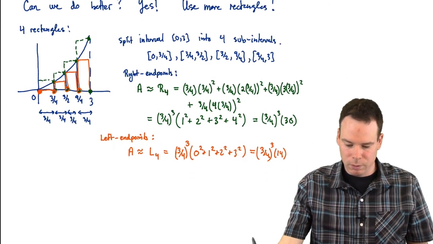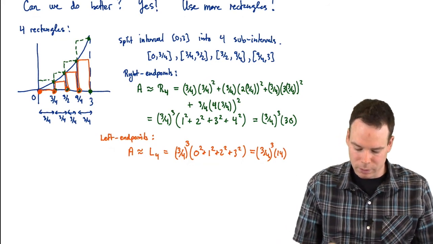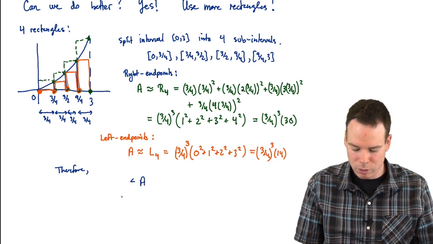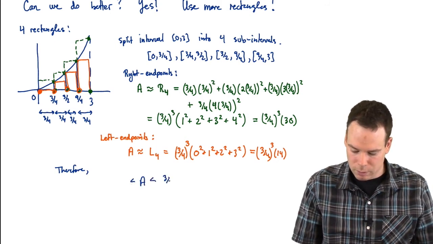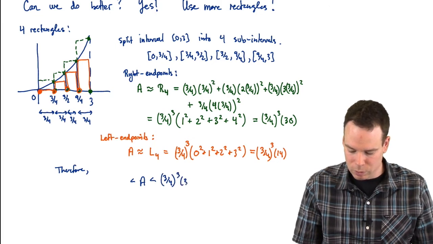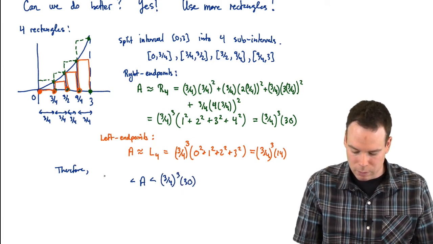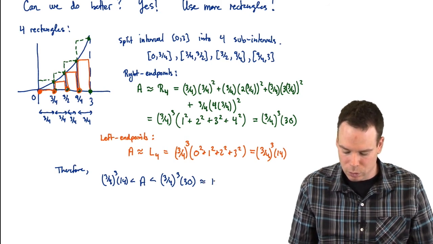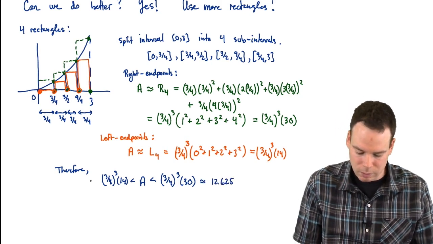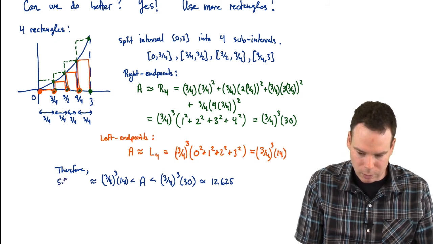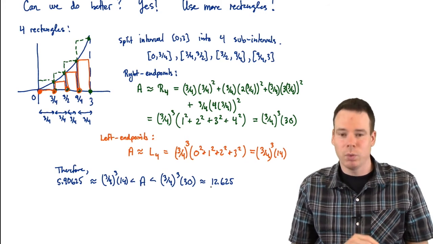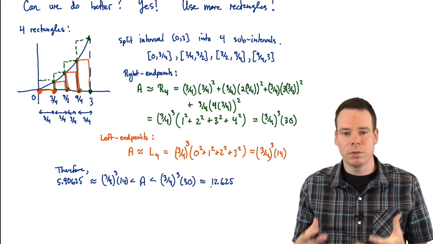And so there's the value using 4 rectangles, and therefore our actual area is trapped between 3/4 cubed times 30 and 3/4 cubed times 14. We can work out the values of these things. This is roughly 12.625. This is roughly 5.90625. So we have that our actual area is somewhere between 5.9 and 12.6. So that's using 4 rectangles.